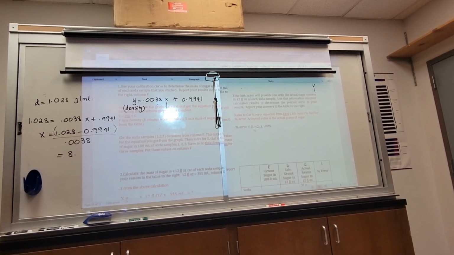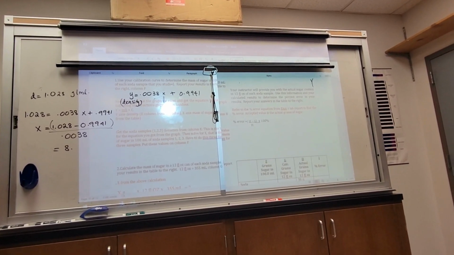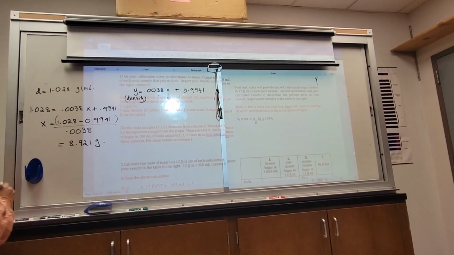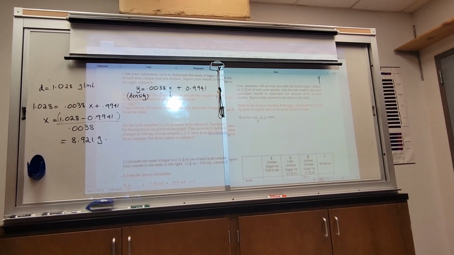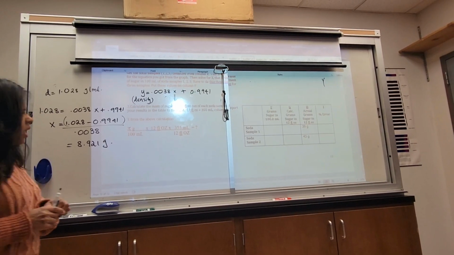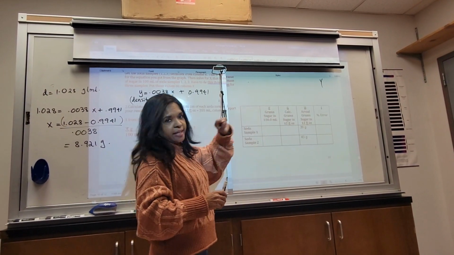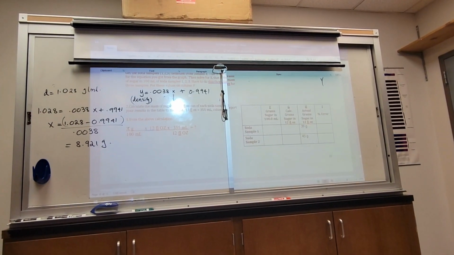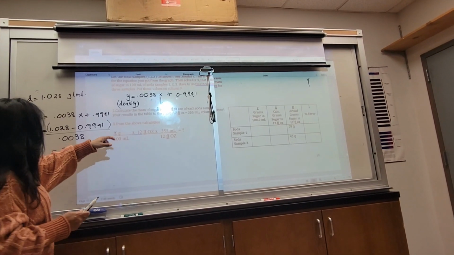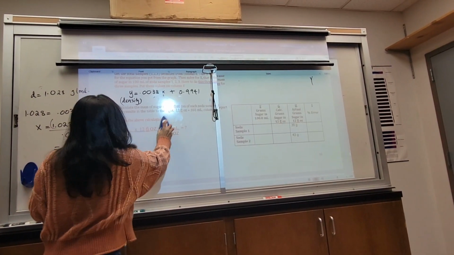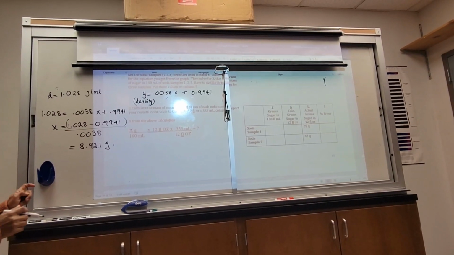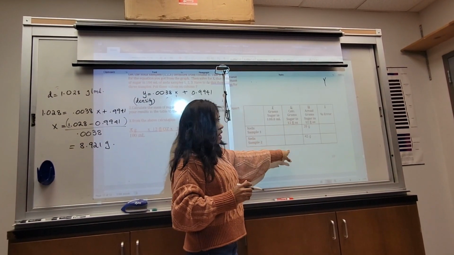Did anyone do the calculation? 8.921 grams, right? So this is the amount of sugar in the first soda sample. You're going to go ahead and write that down under F, grams of sugar in 100 milliliters. And you do the same thing for your second soda sample too. And then next, calculate the mass of the sugar in a 12 fluid ounce can of each soda sample, and write it down over here under 12 ounces can.